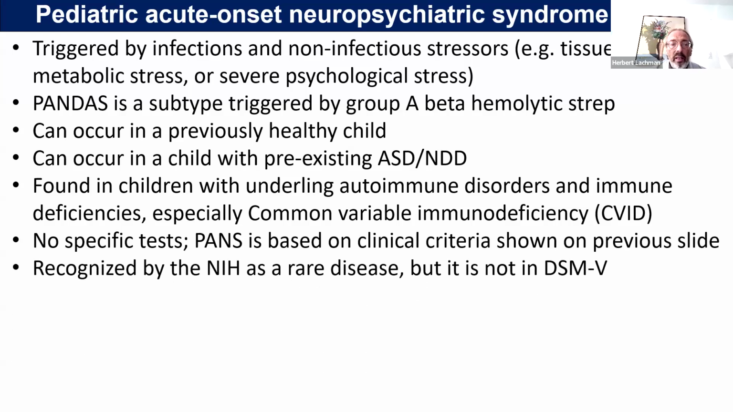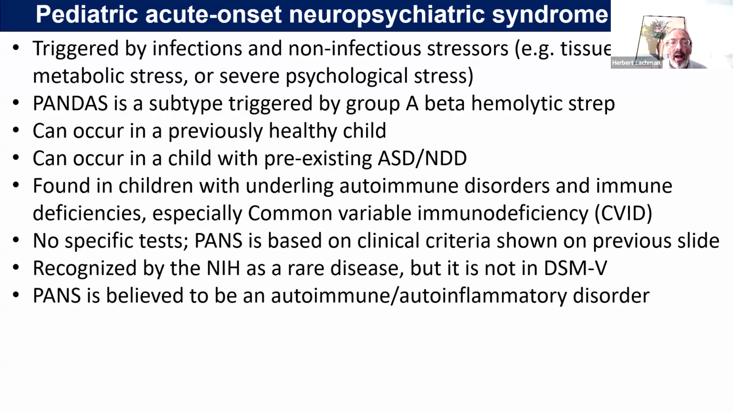And it's recognized by the NIH as a rare disease, but it's not in DSM-5, the diagnostic manual psychiatrists use as a guide and to teach residents. Consequently, most residents in the United States and in the UK and the EU really don't have any good knowledge of this condition, which makes it very frustrating for parents.